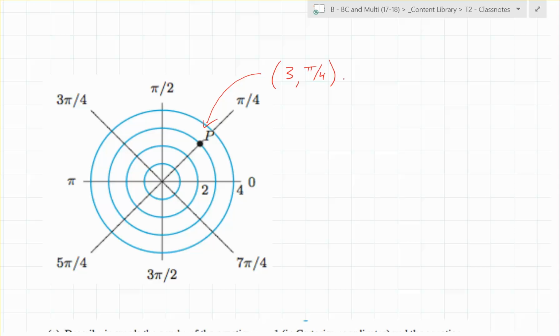It tells you right there. It's on the pi over 4 right there. So now we need to figure out what the Cartesian is. So this is the polar coordinate. Now we need the Cartesian. Do we have simple formulas to figure out what the x and y coordinates are?